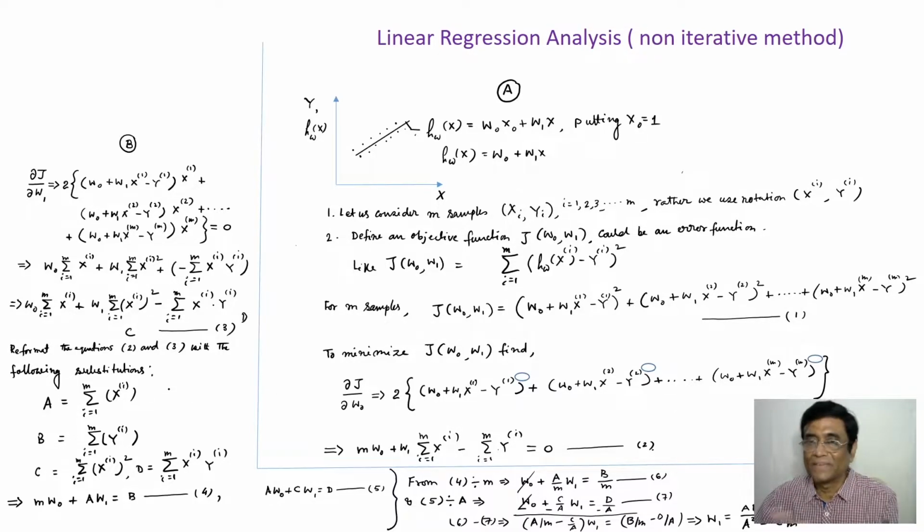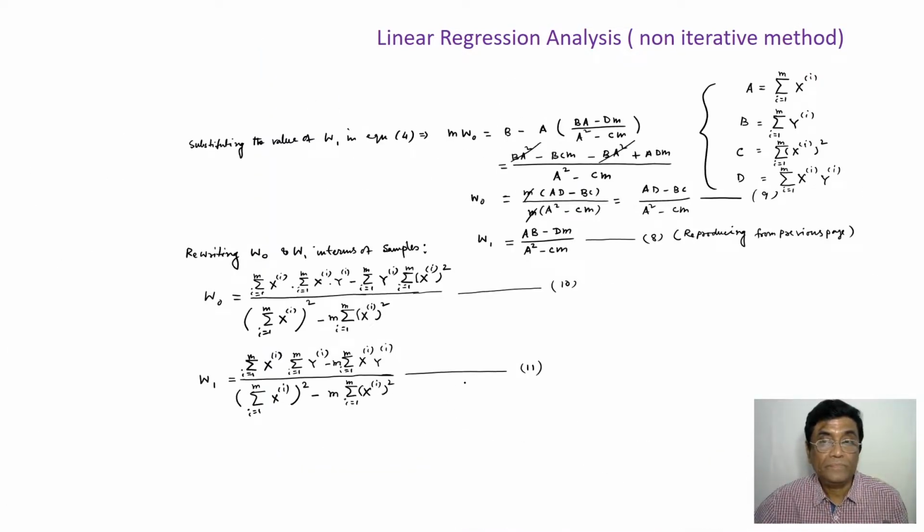Summation of the samples, square of the samples, all kinds of things, they are called constants. That's why it's a non-iterative method. You just calculate, you have the sample and W1 is known, just solving this equation. And then similarly, W0 will also be known.